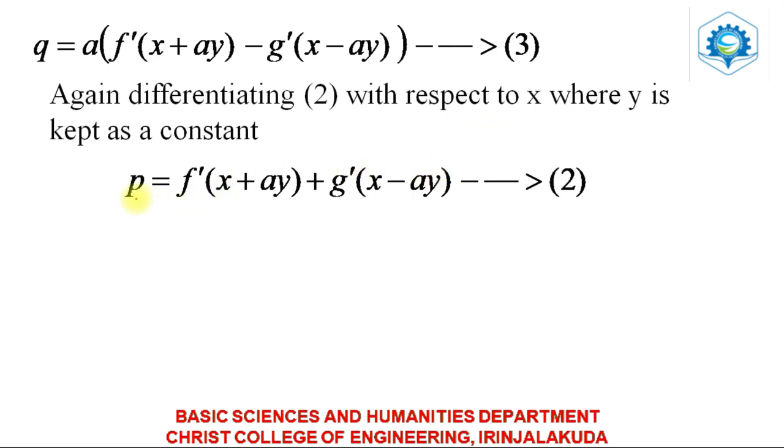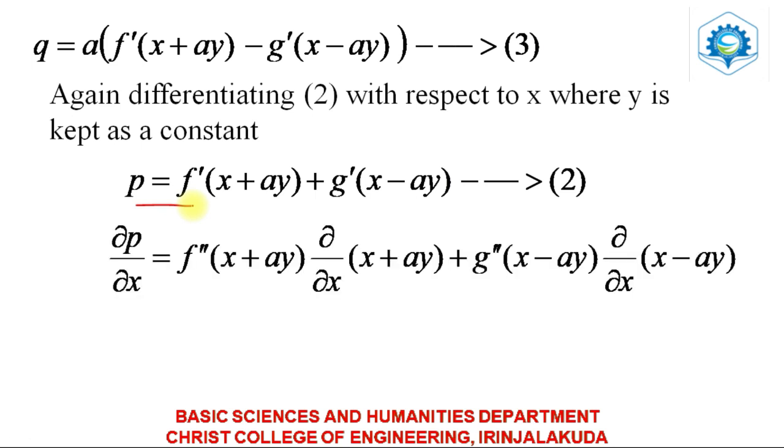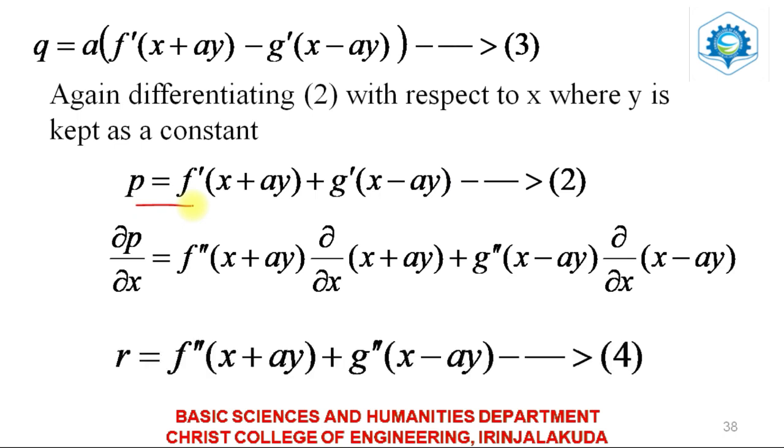So now we are going to differentiate this equation, p equal to f'(x + ay) plus g'(x - ay), with respect to x again. We get ∂p/∂x equal to f'', the derivative of f', is f'' of (x + ay) into ∂/∂x of (x + ay), plus g'' into ∂/∂x of (x - ay). And ∂p/∂x is the second order derivative with respect to x, which is nothing but r. So r equal to f''(x + ay) plus g''(x - ay), which is our equation number 4.